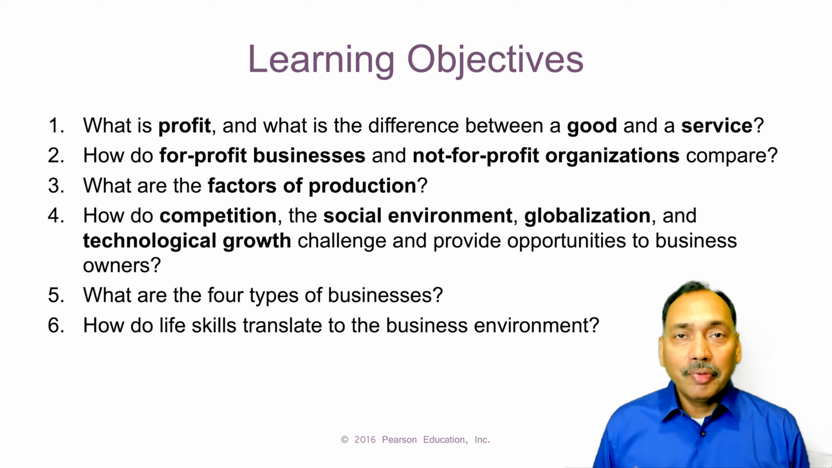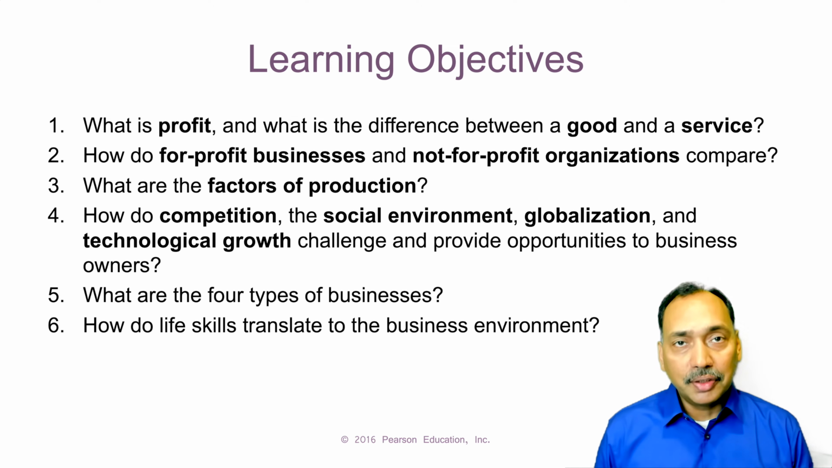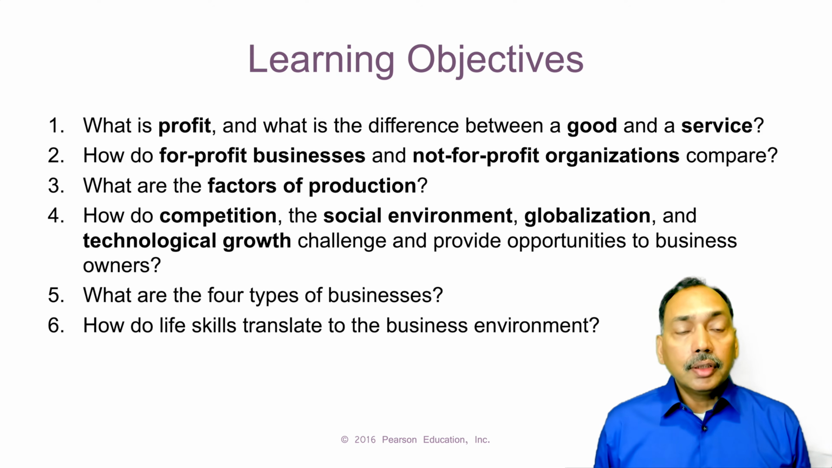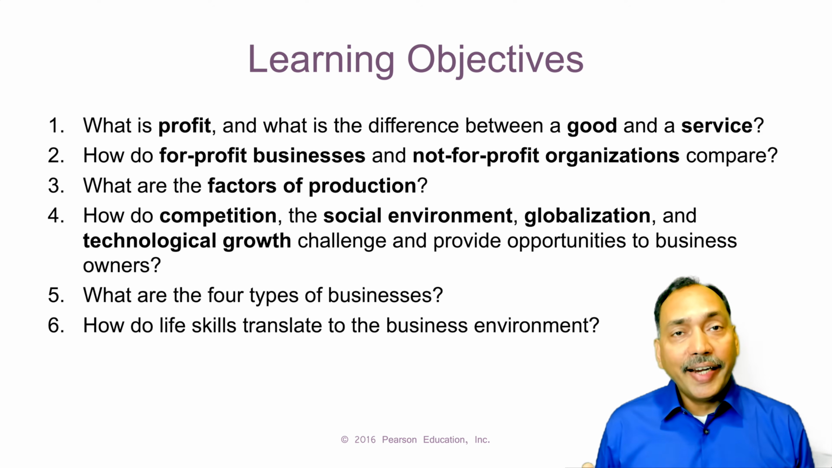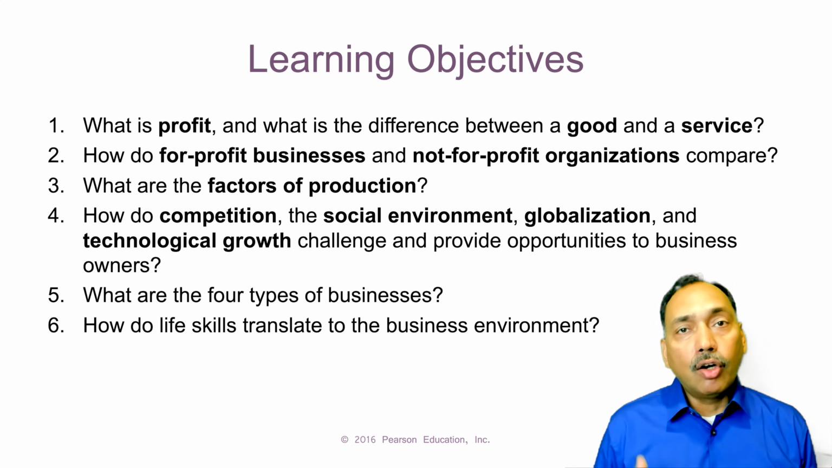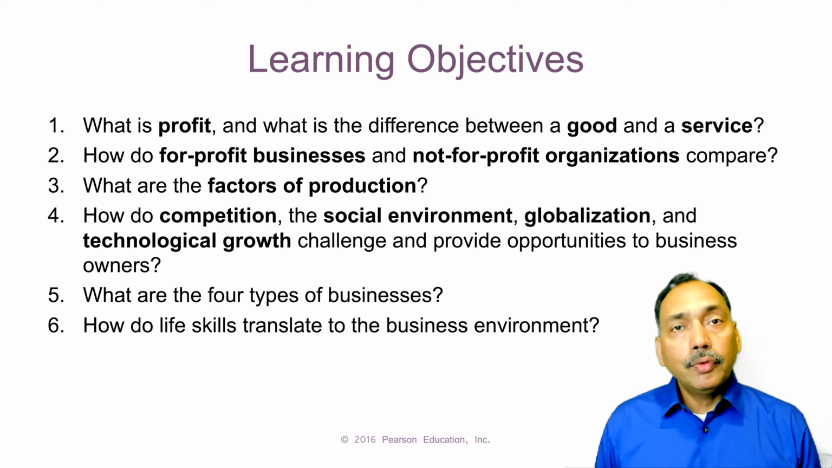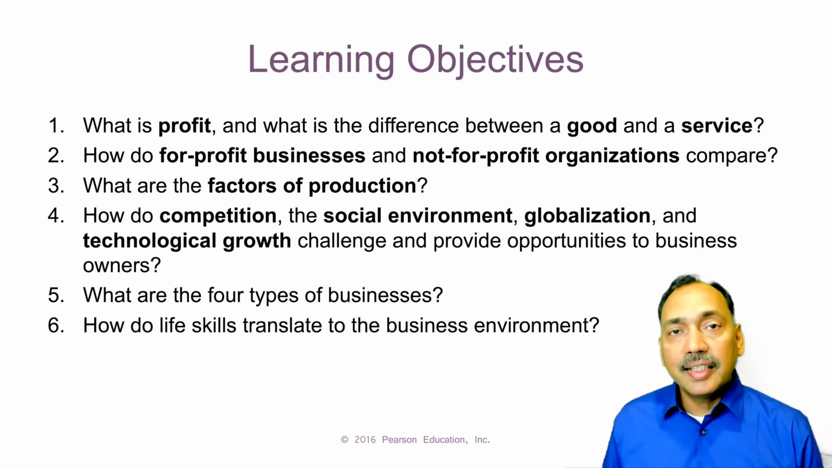In this chapter, we will mainly study what profit is and what the differences are between goods and services. We will also compare for-profit and not-for-profit businesses and then go into what economists call factors of production. We'll also study how competition, social environment, globalization, and technical growth provide both challenges as well as opportunities for businesses. And then we'll go over four different types of businesses. And finally, we will consider how life skills translate to the business environment.